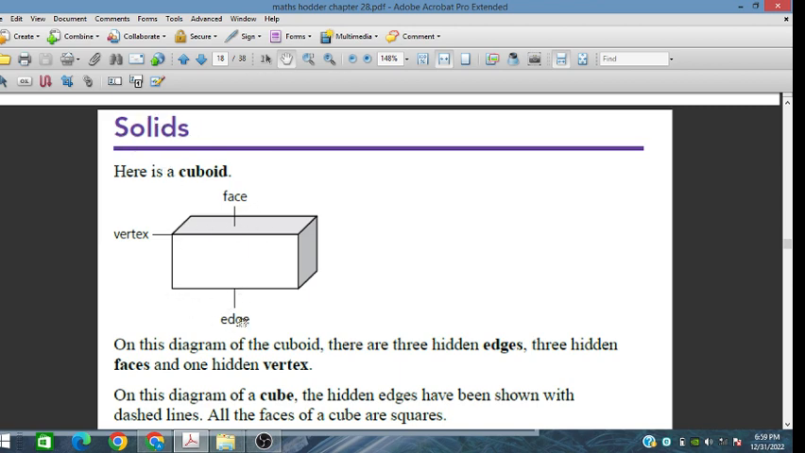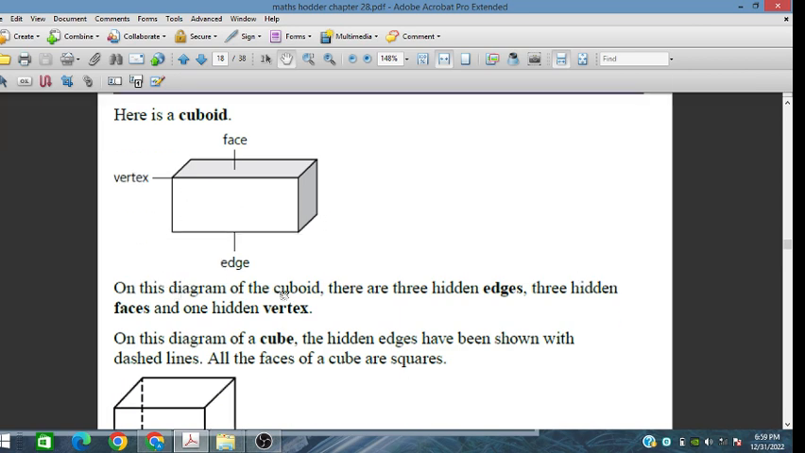And this is an edge. This line is basically creating an edge, and on this plane, this is a face, which is from this side to this side. This creates a face, and this corner point is called a vertex. These corner points are called vertices. So this is called a vertex, and on this diagram of the cuboid, there are three hidden edges.